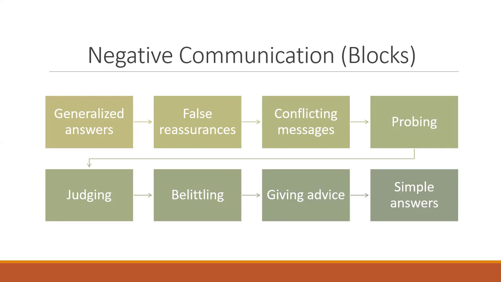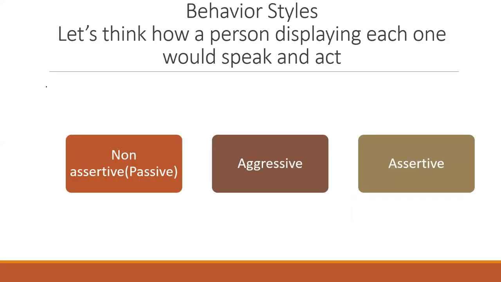We're not giving false reassurances, like, oh, everything's going to be okay. We don't say statements like that. We don't belittle. All of these are examples of negative communication. We do need to know assertive, aggressive, and non-assertive.